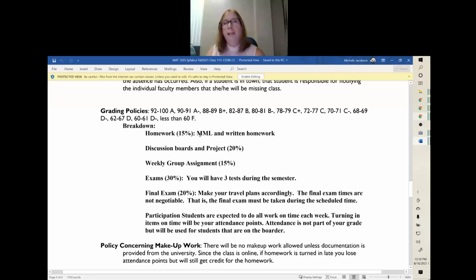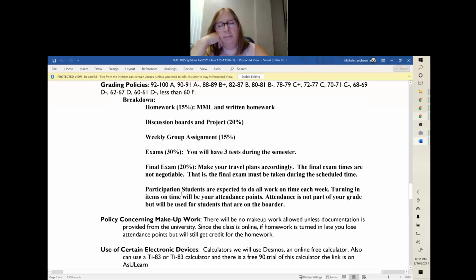So homework, the MyMathLab, and any written homework like the syllabus homework that you'll see in a minute, that's 15% of your grade. Discussion boards and projects are 20% of your grade. The weekly group assignments are 15%. Exams are 30%, and there's 3 of them. And the final is 20%. The final has to be taken on the scheduled day. I don't know if they have that up yet. I didn't get an email on it, but I will check and let you know exactly what day it'll be.